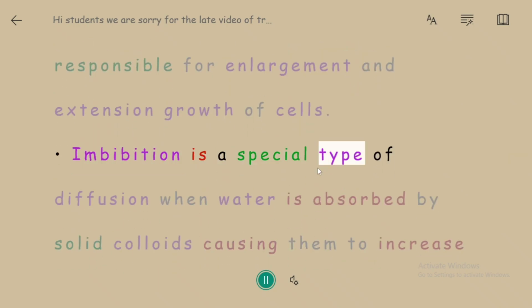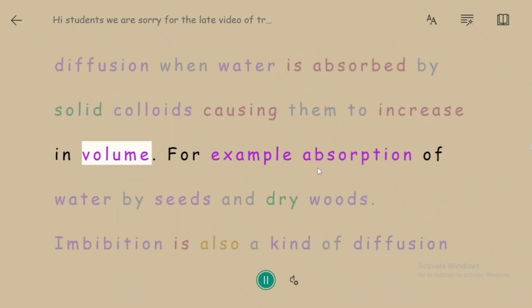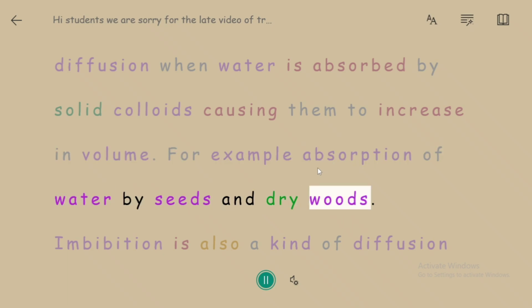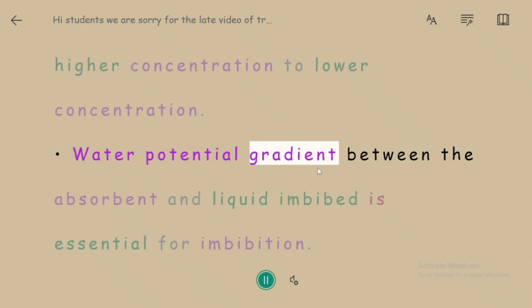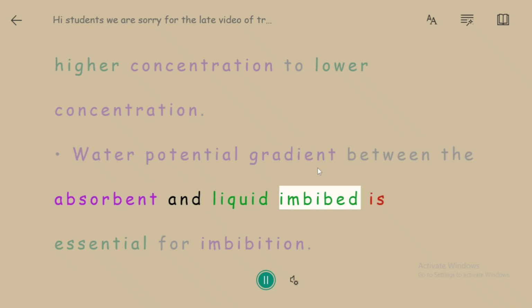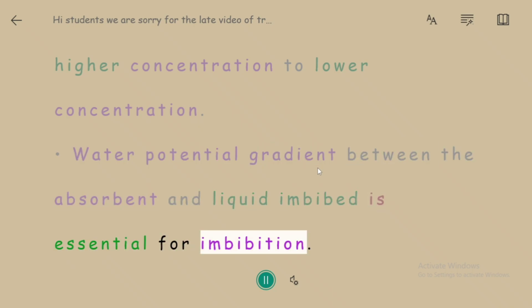Imbibition is a special type of diffusion when water is absorbed by solid colloids, causing them to increase in volume. For example, absorption of water by seeds and dry wood. Imbibition is also a kind of diffusion because movement of water is from higher concentration to lower concentration. A water potential gradient between the absorbent and the liquid imbibed is essential for imbibition.